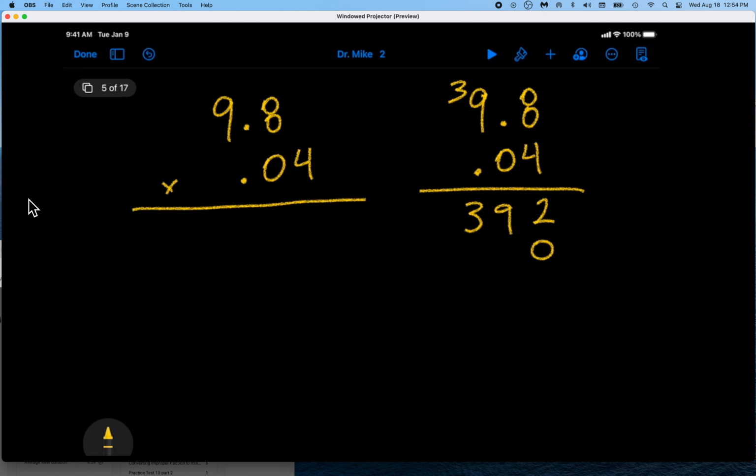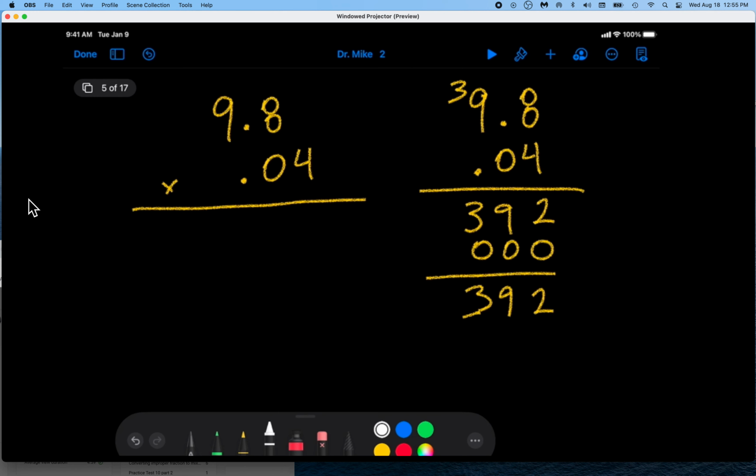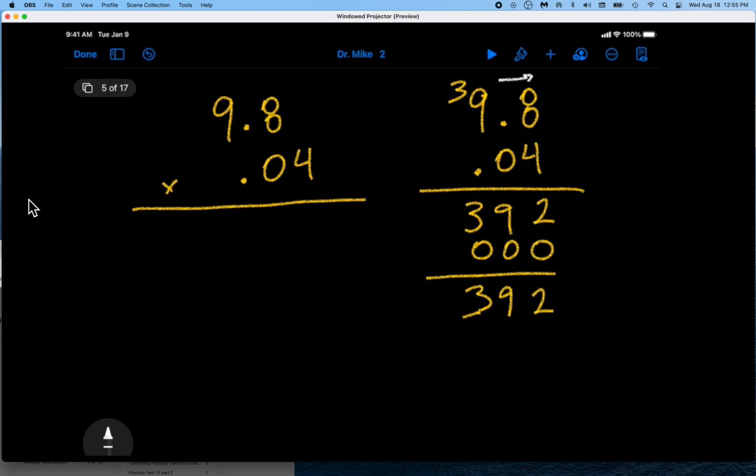Put down the 0. 0 times 8 is 0. 0 times 9 is 0. We add them. 2, 9, and 3. Now, we go up top. How many digits are located on this side of the decimal place total? 1, 2, 3. We take our decimal place and we move it 1, 2, 3. Final answer.